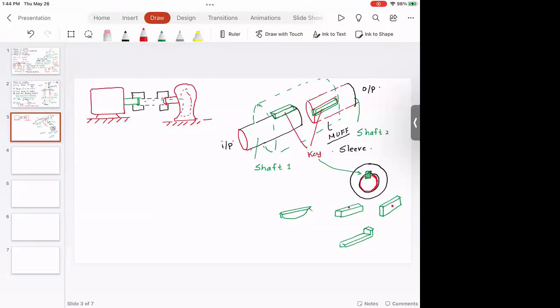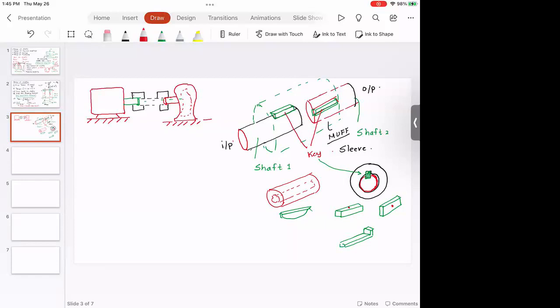Which means if you have an offset, it's going to make the whole thing wobble and affect the performance negatively rather than a smooth and continuous transmission. Now, one thing observed in muff coupling is nothing but a hollow shaft. So how does this muff look? Muff is nothing but a sleeve with a keyway. What are the disadvantages of muff coupling?